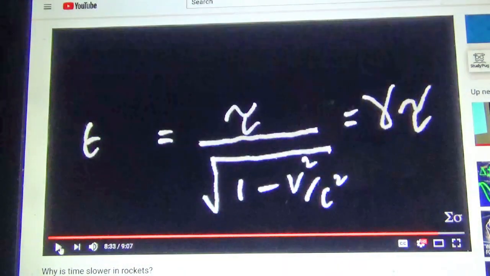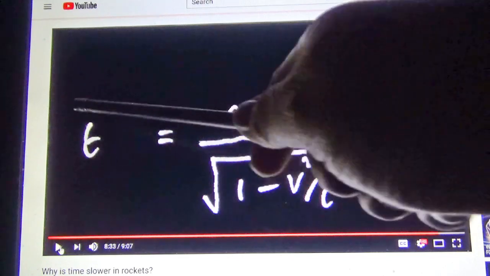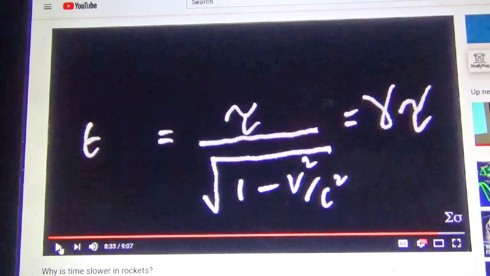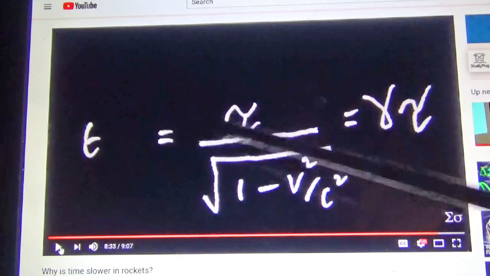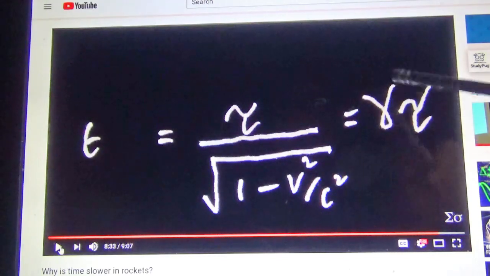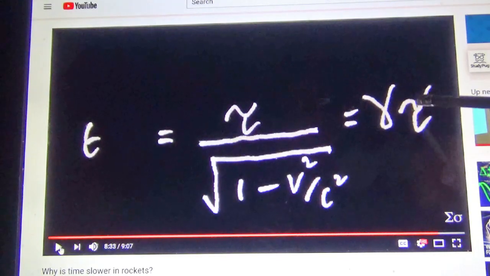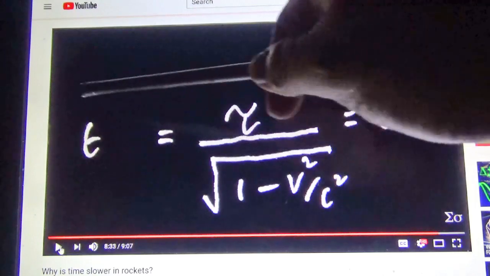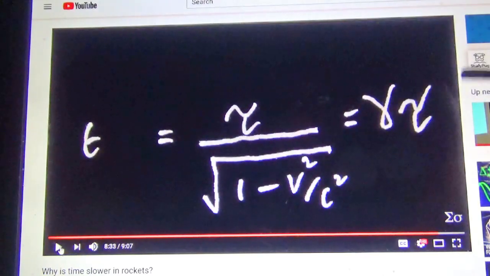So that is the equation he has derived. The time interval t equals gamma times tau. Two different time intervals, and they're connected by the gamma factor. There you go.